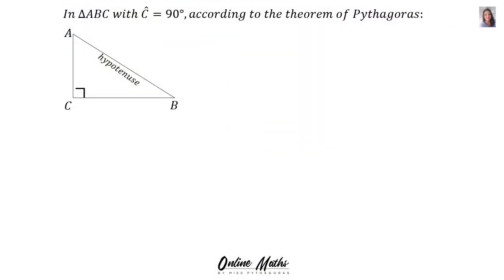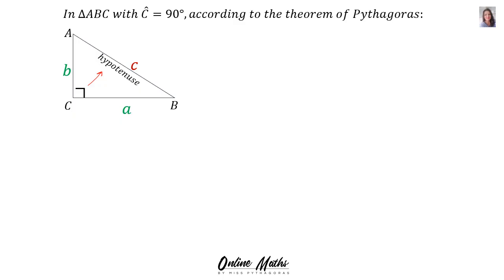Before we get to the theorem of Pythagoras, I want to show you that, remember, the side opposite the right angle is called the hypotenuse. Then when you have angle A, the side opposite angle A, we can label it as little a. The side opposite angle B is little b, and the side opposite angle C is little c.